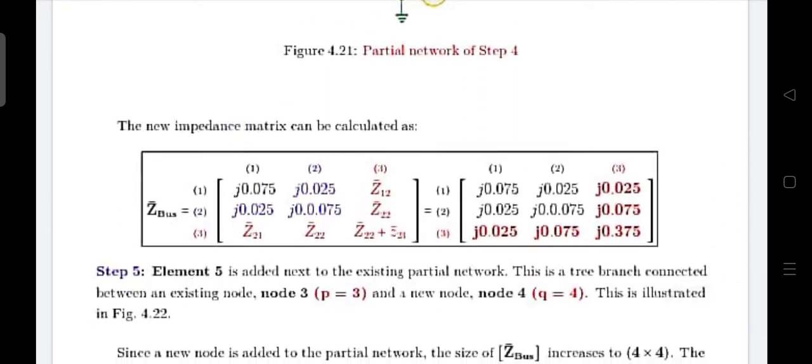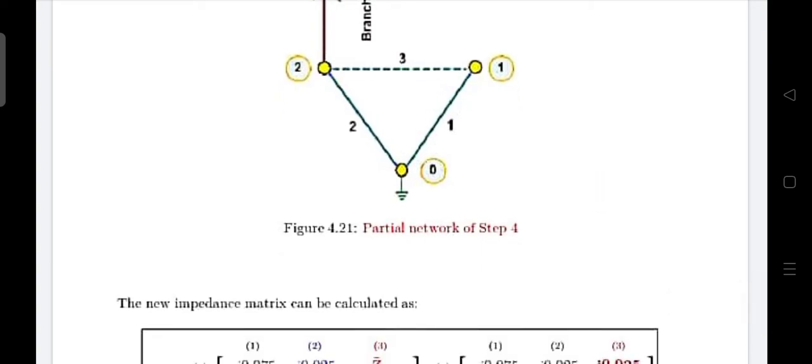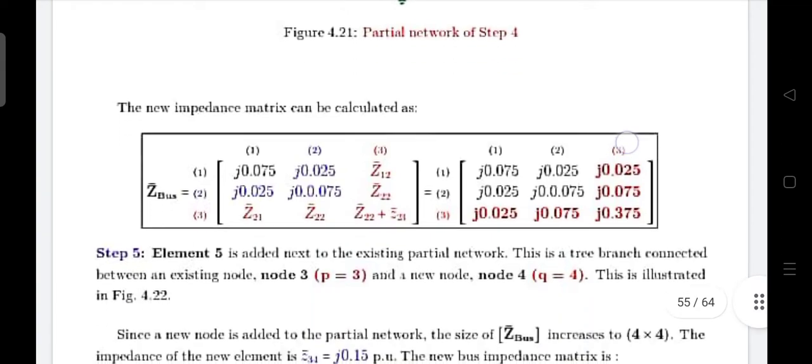Okay, so directly we can do, we are adding this third element to the bus 2. So second row and second column will be same for our new row and column, and the impedance will be equal to new impedance of that line plus the impedance of the second bus. Okay, simple. Now fifth is element 5 is added to the existing partial network between an existing node 3 and a new node 4.